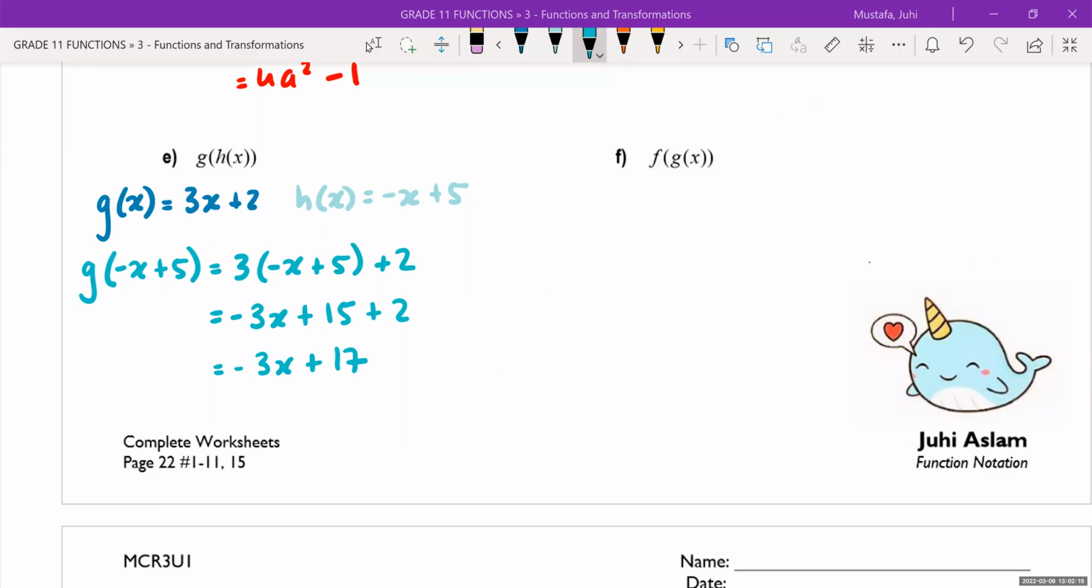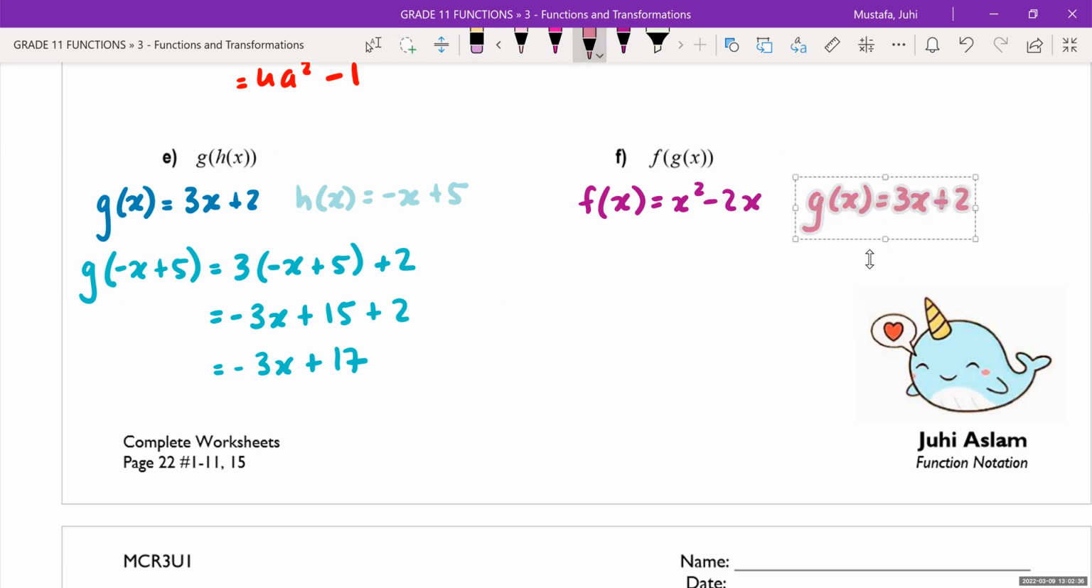Second page is a little bit more challenging. All right, the last question of this page, let's try it. We have, I'll just write the functions because I can't scroll up. So f of x is equal to x squared minus 2x, and g of x is equal to 3x plus 2.